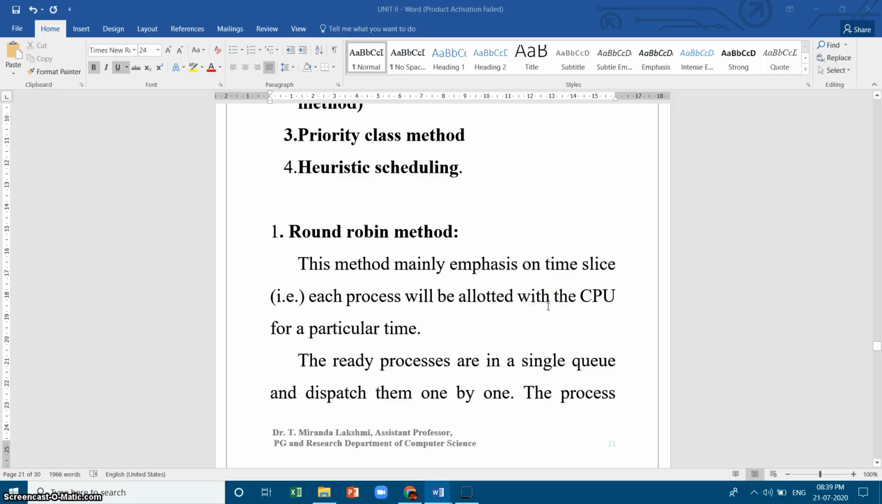This method we have already discussed in your process state transition diagram. In your process state transition diagram, we have seen a method called time up. Time up is a method which is being followed by round robin method. So when the time is up, the running state process will be switched to your ready state.